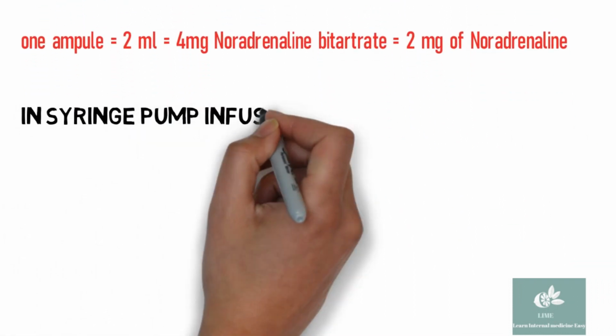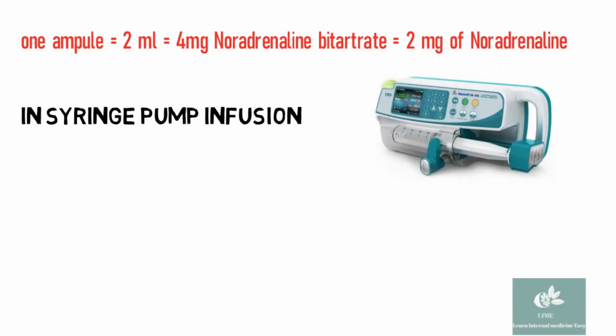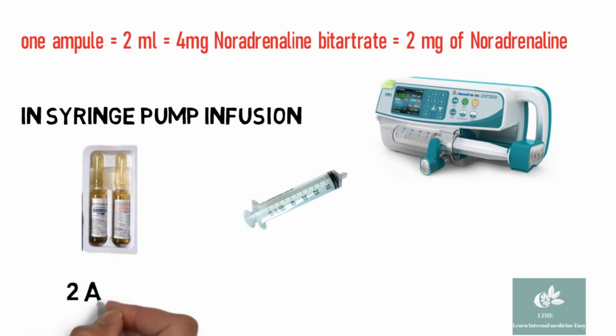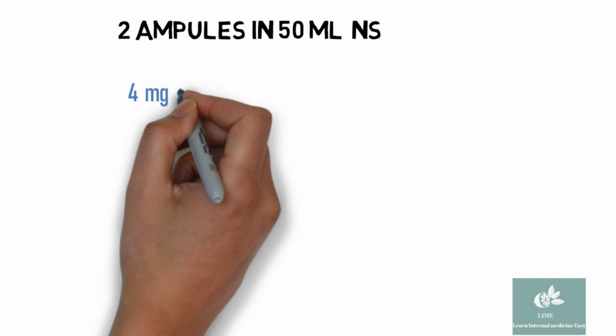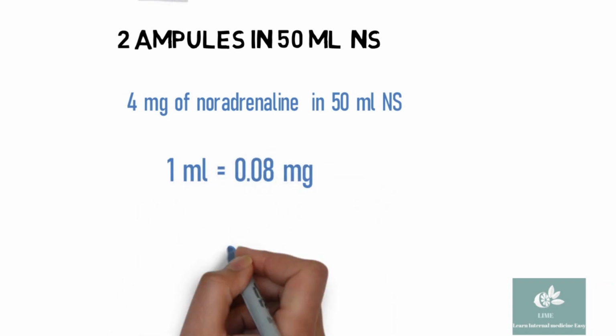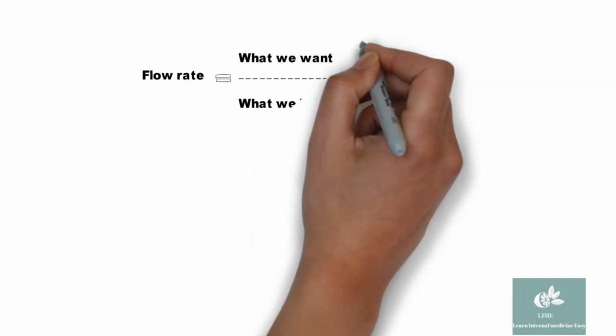Dose calculation in a syringe pump. Take 2 ampules of noradrenaline in 50 ml NS. So we have 4 mg of noradrenaline in 50 ml NS. 1 ml will contain 4 divided by 50, which is equal to 0.08 mg, that is 80 micrograms per ml.